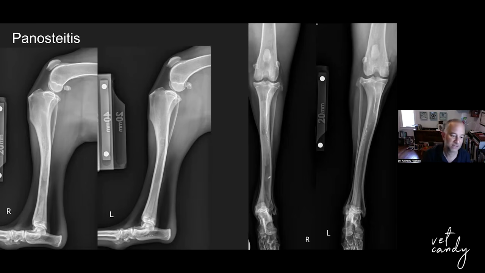This is panosteitis, so increased medullary opacity within the long bones of large, usually young, fast-growing, large to giant breed dogs with shifting leg lameness. Sometimes they'll have a fever, and yeah, this is radiology candy. We're in vet candy. This is radiology candy. Pretty straightforward, pretty easy to reproduce. So I think it finds itself on a lot of exams, including radiology exams, when you become boarded.